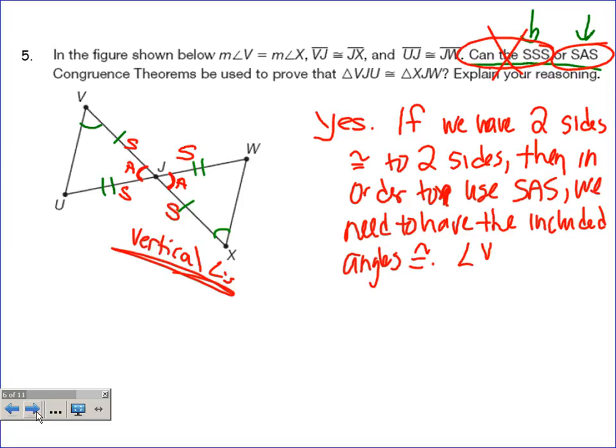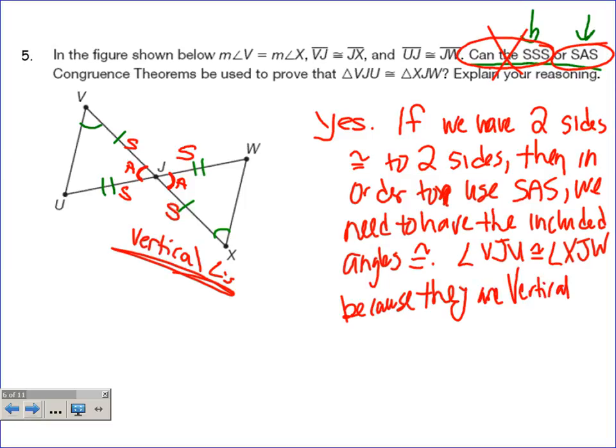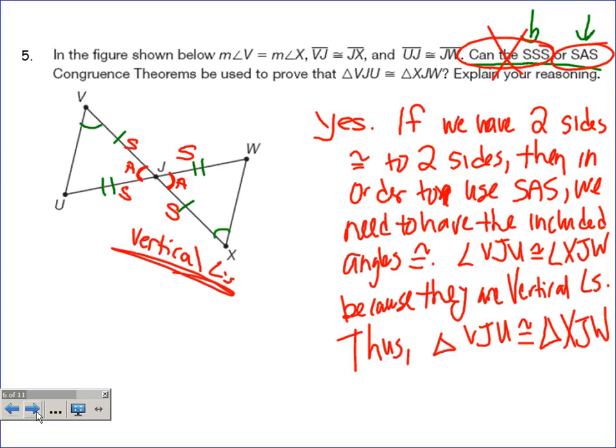Angle BJU is congruent to angle XJW. Why? Because they are vertical angles. Thus, triangle BJU is congruent to triangle XJW. Yes, you do. This is called a paragraph proof. This is actually a very short paragraph proof.